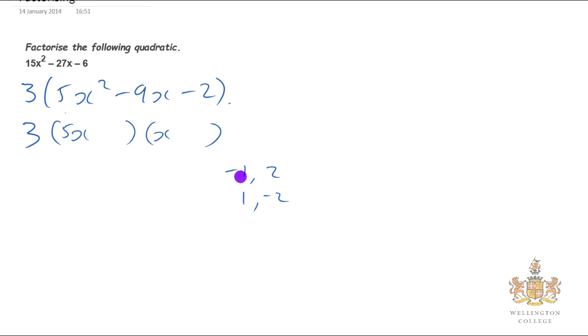So let's try the 2 here and the minus 1 here. So you get minus x. And 10x, 2 times 5x is 10x. That gives us plus 9x. We're getting somewhere closer. That's not quite right.